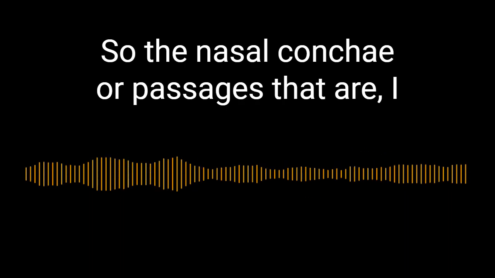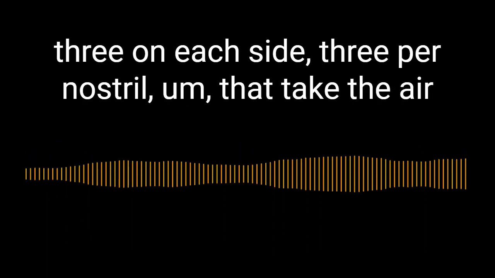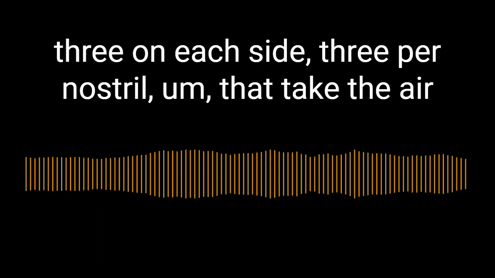So the nasal conchae are passages that are, I think I've got this right, we can always cut this out if I haven't got this right, but they are the passages, and we have 3 on each side, 3 per nostril, that take the air up and down into the throat.